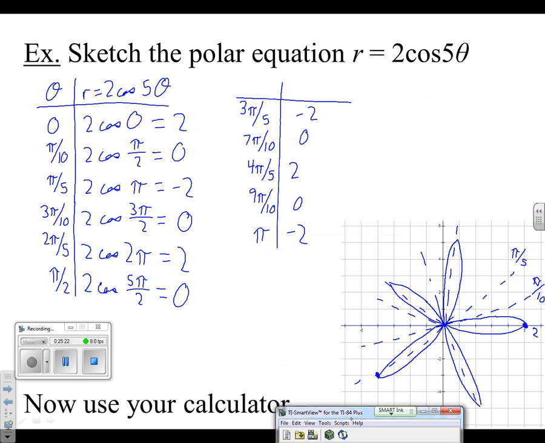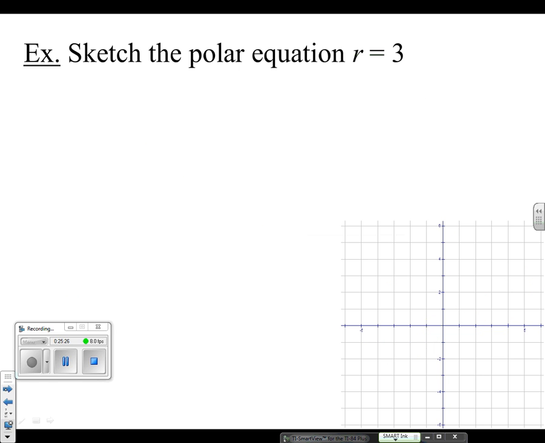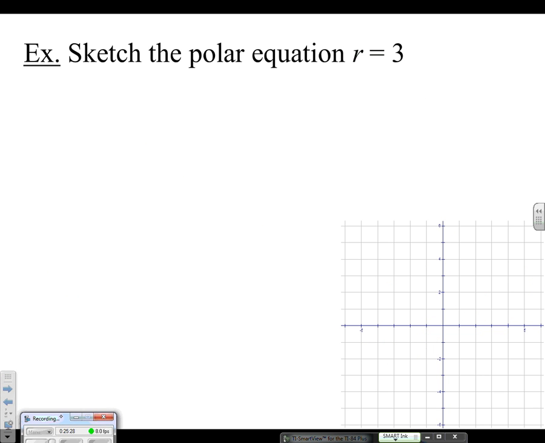Okay, now let's try graphing another one. Sketch the graph of the polar equation r equals 3. All right, we're going to be happier about this one because it's going to be a lot less work. We are looking for all the points that are 3 units away from the origin. In other words, we don't care about the direction we go. We just want to be 3 units out, which means we're going to get a circle.